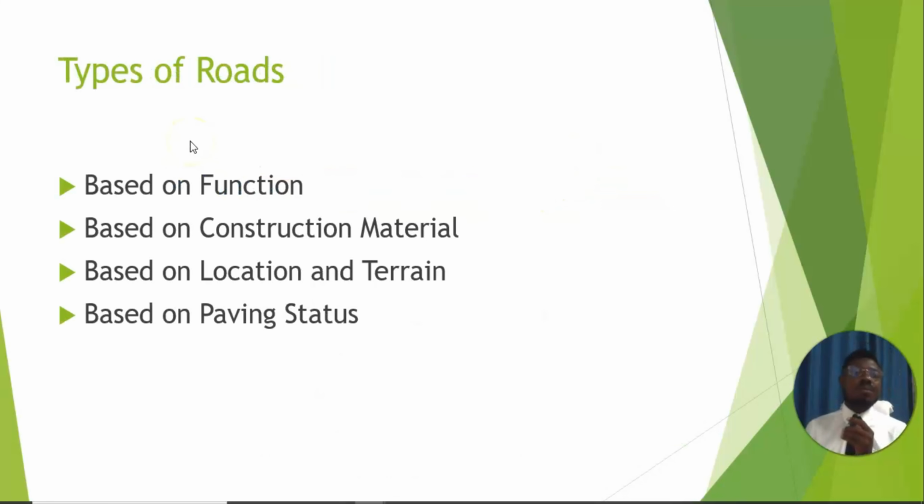So from there, we'll be able to move into the types of roads. We have different types of road based on function, based on construction materials, based on location and terrains, and based on paving status. So we're going to be looking at each of them, from the functions to the construction to the location and the pavement. So without wasting much time, let's move into the first one, which is on function.